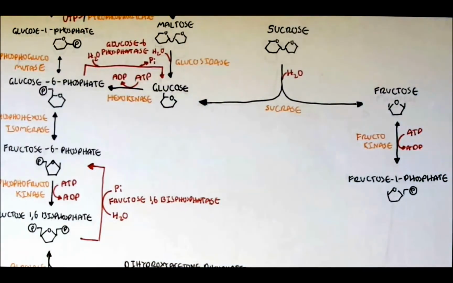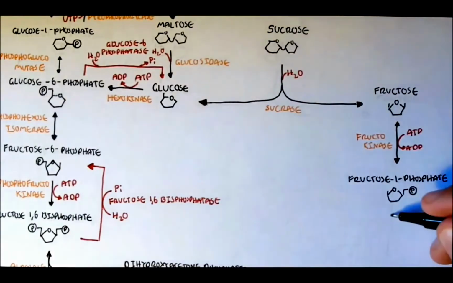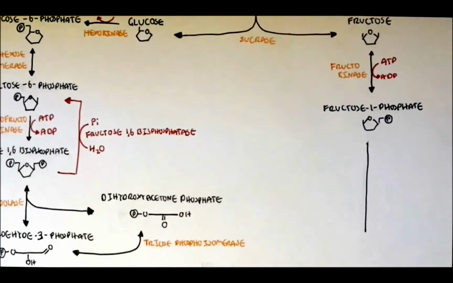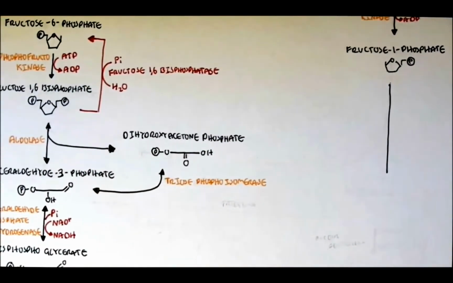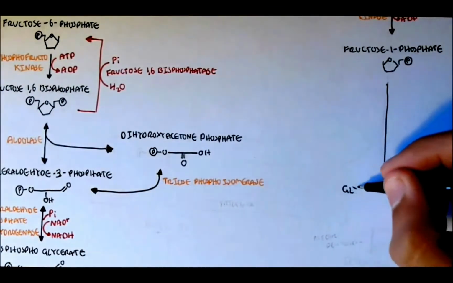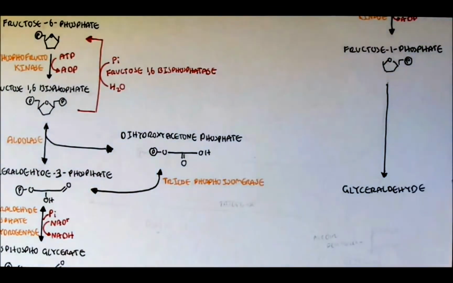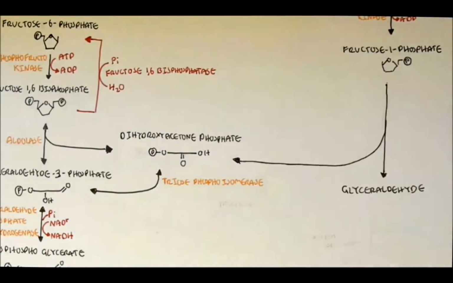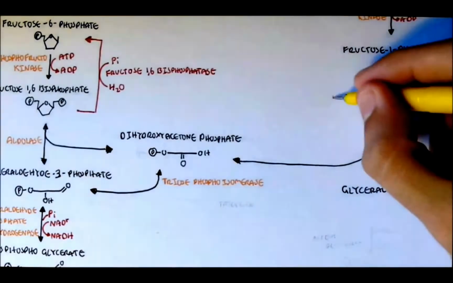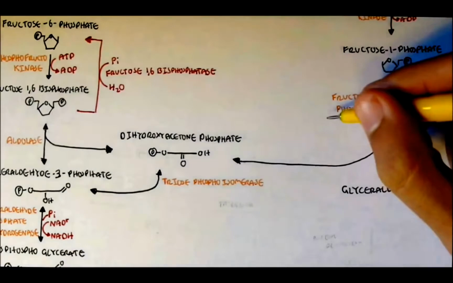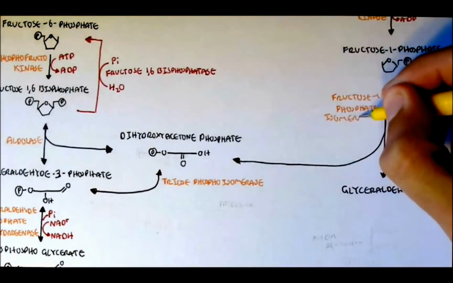So fructose 1-phosphate then splits in half to form two molecules, one of which is glyceraldehyde, and the other one is dihydroxyacetone phosphate, if you remember, which was part of glycolysis. Now this is done by the enzyme fructose 1-phosphate aldolase, not isomerase. This isomerase here is a mistake, sorry.